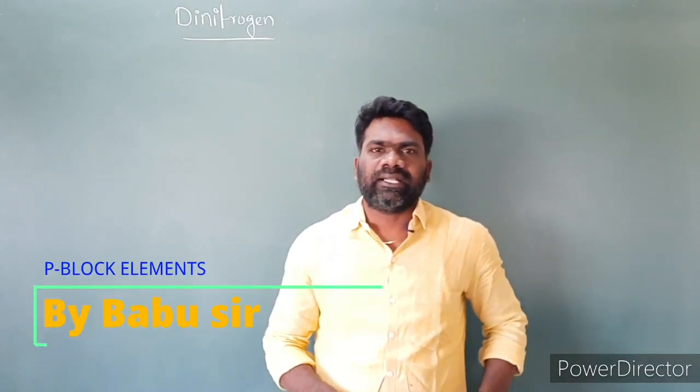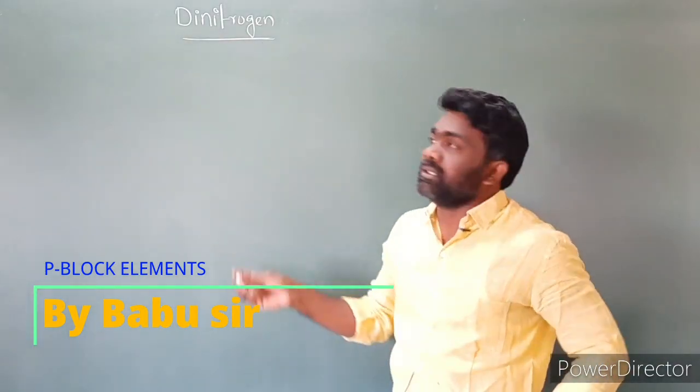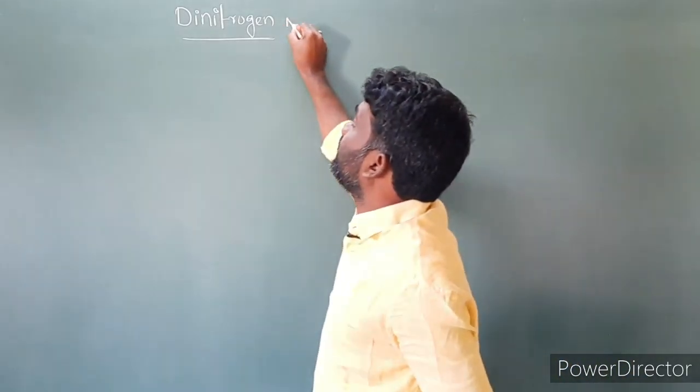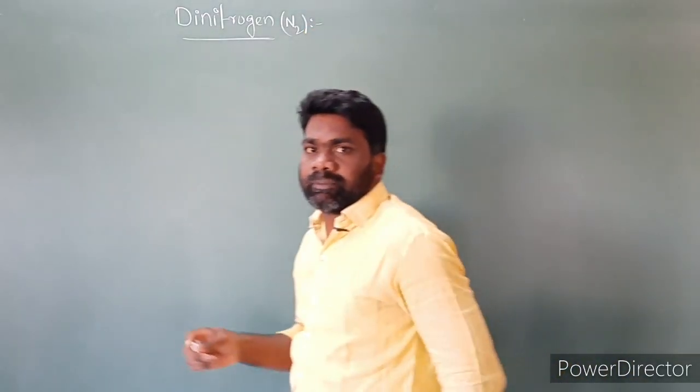In last class you learned the chemical properties of group 15 elements. Today's topic is dinitrogen. Dinitrogen is nothing but the N2 molecule. Now let us look at the preparation of dinitrogen, N2.